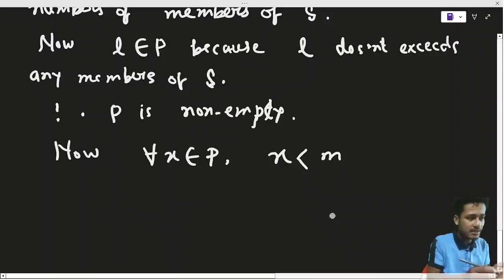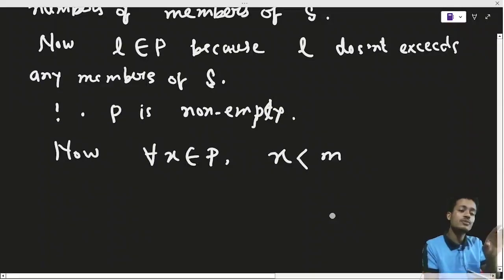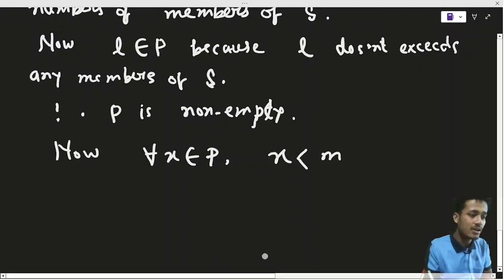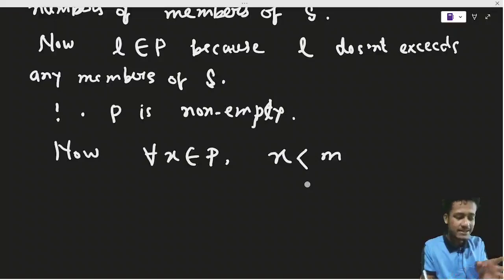So P कैसा सेट है? P एक ऐसा सेट है जहाँ पर ऐसा x एग्जिस्ट करते हैं जो सेट S के हर एक एलिमेंट से बड़ा नहीं हो सकता है. फाइनाइट नंबर्स ऑफ मेंबर से बड़ा हो सकता है लेकिन इनफाइनाइट नंबर्स ऑफ मेंबर से बड़ा नहीं हो सकता है. Like that means for all x belongs to P, x is always less than infinite numbers of members of S. x is always less than m.